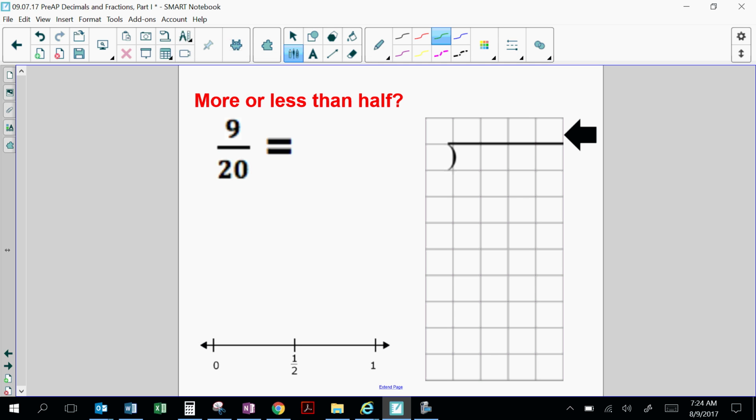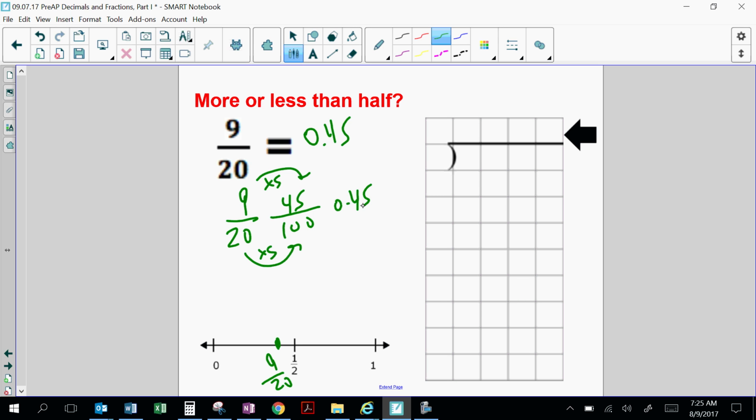If you didn't realize, we just turned this fraction into a decimal. I got 45 hundredths, which is a little less than half. It goes right here, closer to half, a little less than half. So 9/20. Two ways to find the decimal equivalency. Do you like place values? I like place values. So let's build this to a hundredths place. How do you build 20 to 100? Times 5. That's where I get 45 hundredths.